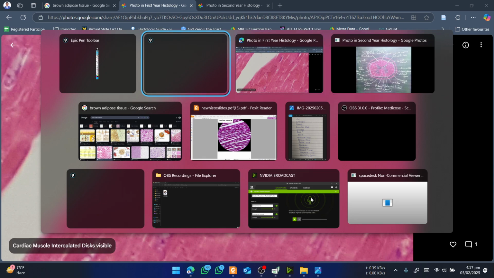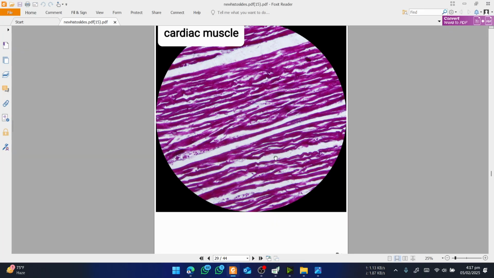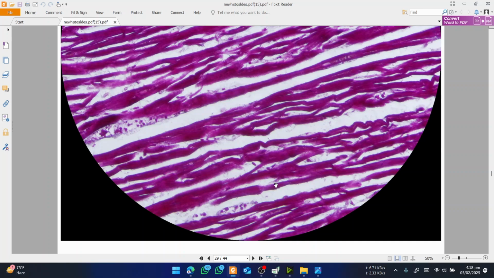Let me move on to this again. Here, even if you are not seeing the striations, you can see the branching as this branch goes along. In the skeletal muscle, there is no branching. The single muscle fiber will go on. So the branching will help you identify it.